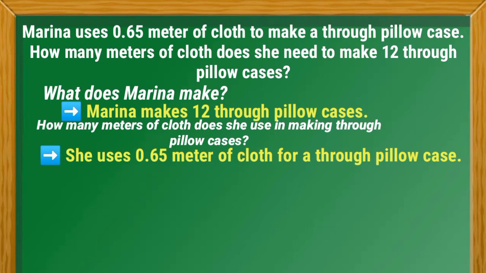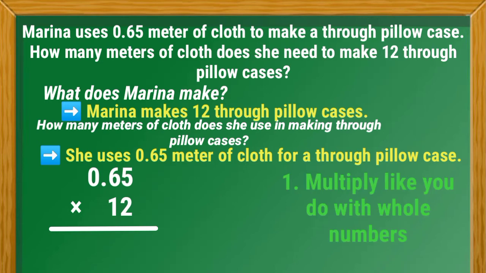To solve the number of meters of cloth she needs for 12 pillowcases, let's multiply 65 hundredths and 12. Step number 1, multiply like you do with whole numbers. So it looks like this: 65 hundredths times 12. 2 times 5 is 10. Bring down 0, regroup 1. Then 2 times 6 is 12, plus 1 is 13. So the answer is 130.